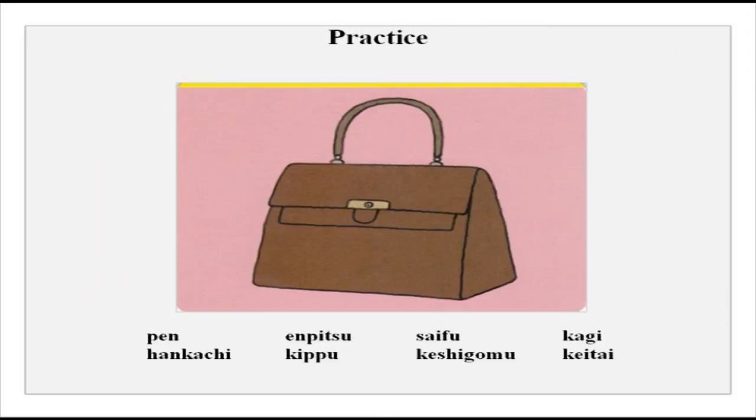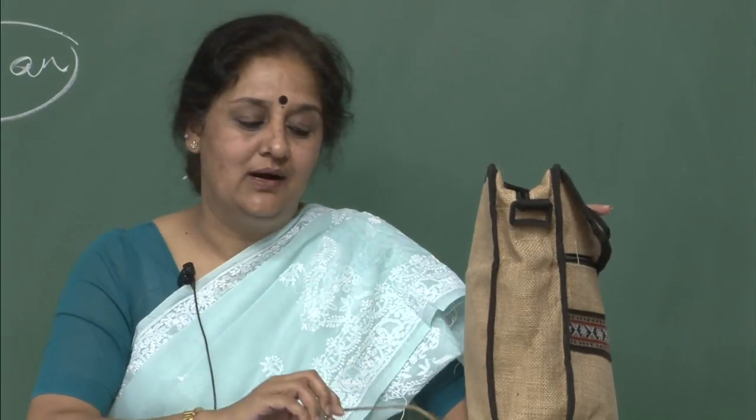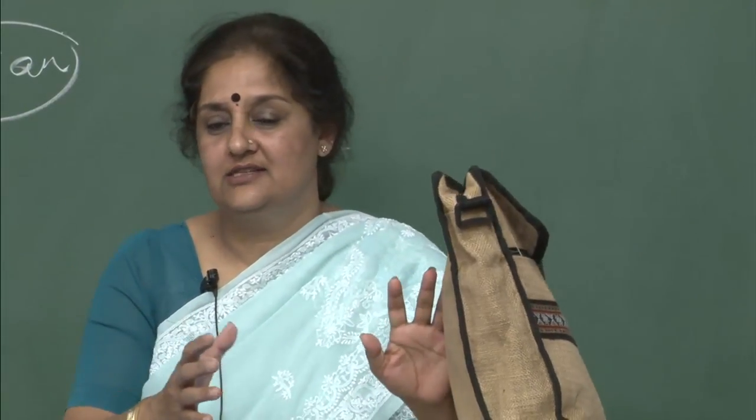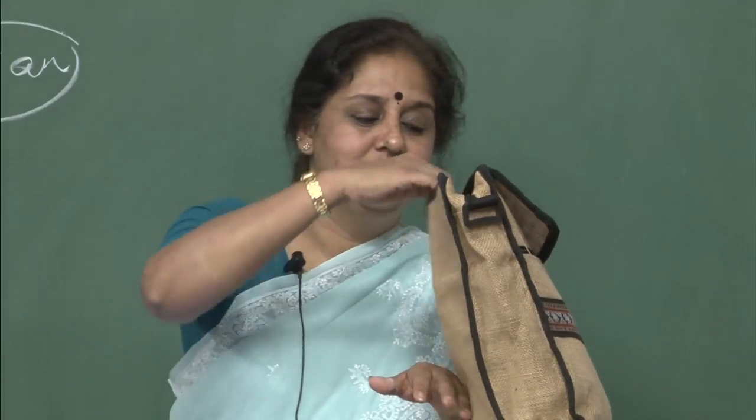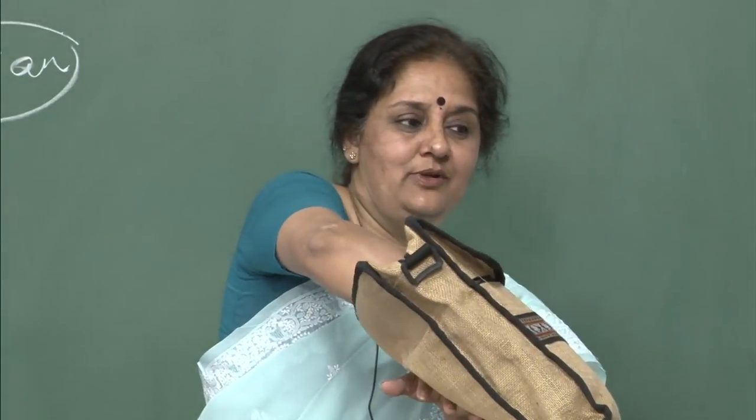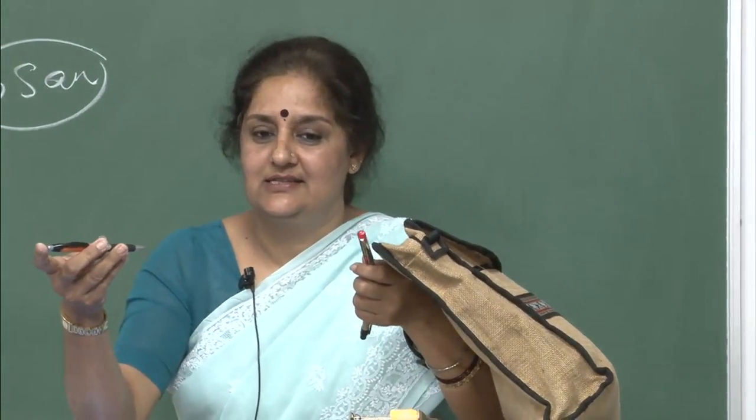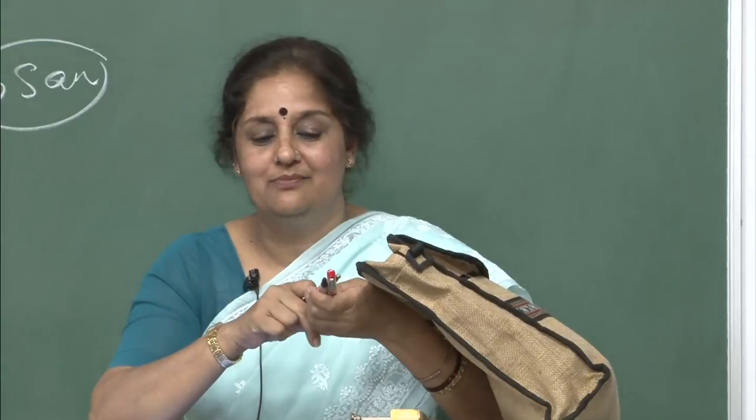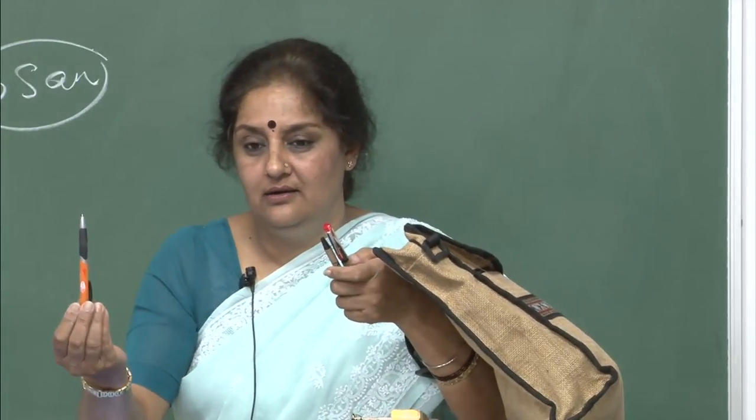Now, okay, there is something for you. I have this bag here which you can see on the screen. There are a lot of things in the bag. What you can do is you can sit with your partner with a bag or a box and try to take out things from the box or the bag and try to ask your partner. For example, you can take this out and say kore wa nan desu ka? So you can practice about kore and sore.